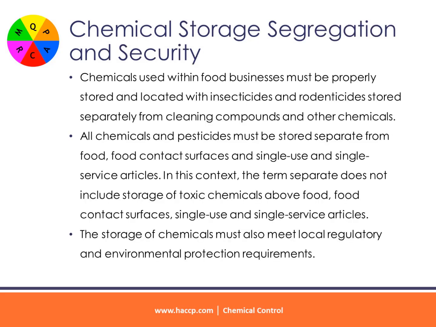Chemical storage, segregation and security. Chemicals used within food businesses must be properly stored and located, with insecticides and rodenticides stored separately from cleaning compounds and other chemicals. All chemicals and pesticides must be stored separate from food contact surfaces and single-use and single-service articles. In this context, the term separate does not include storage of toxic chemicals above food contact surfaces, single-use and single-service articles. The storage of chemicals must also meet local regulatory and environmental protection requirements.